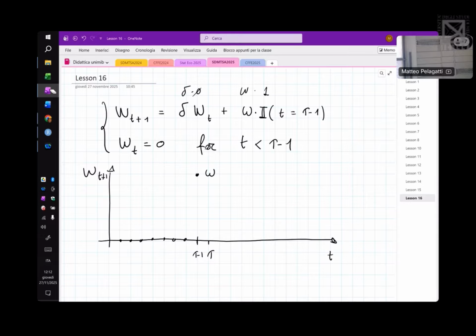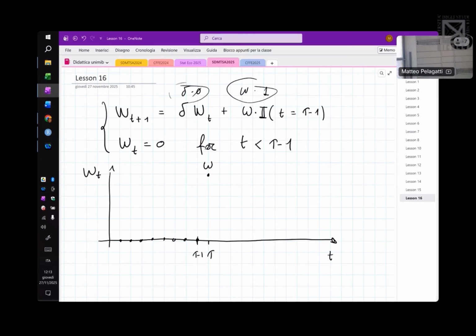Well, sorry, maybe I should write it here this way. Let's just leave it not minus 1. So actually starting from tau, because the effect will be the next day, this goes up to omega, okay? So because this is 0, the first part is 0, and the second one is just omega.